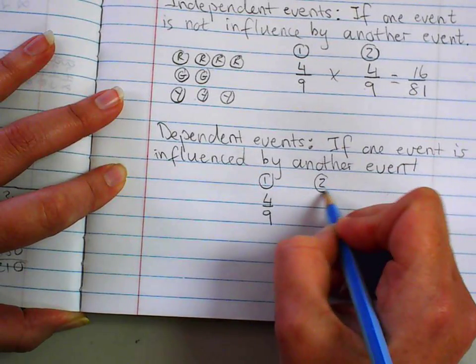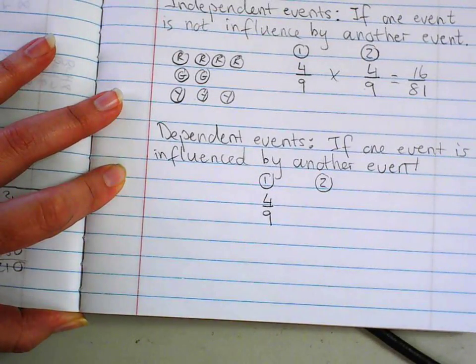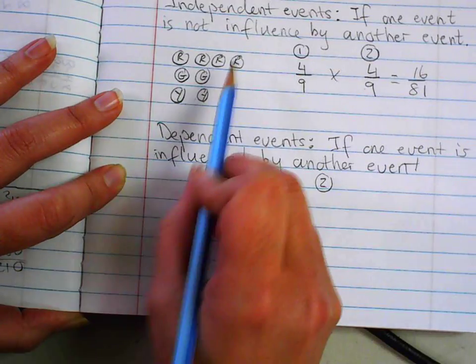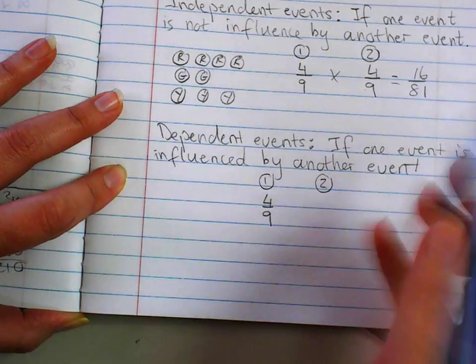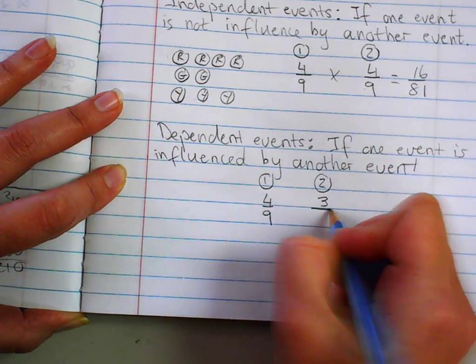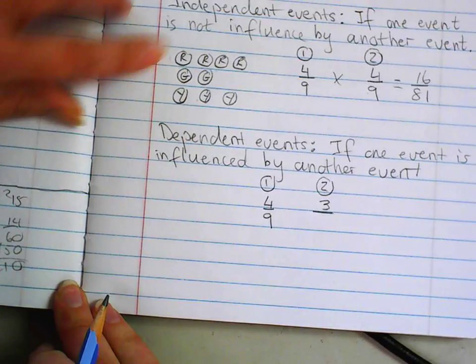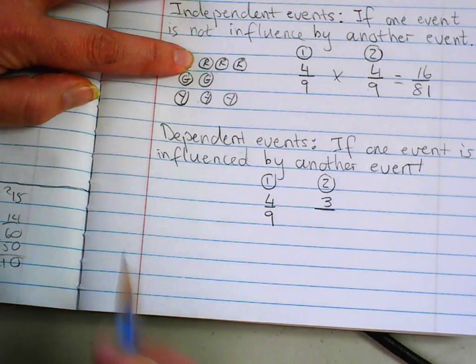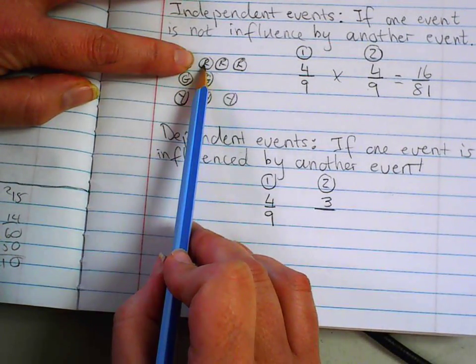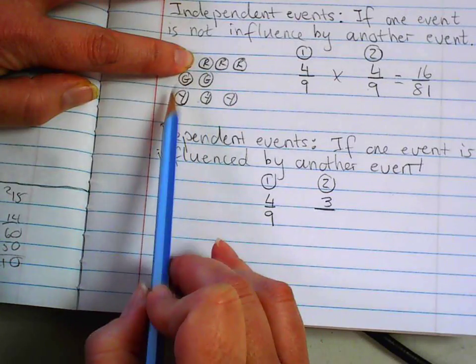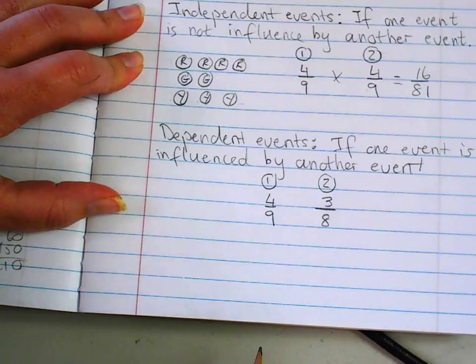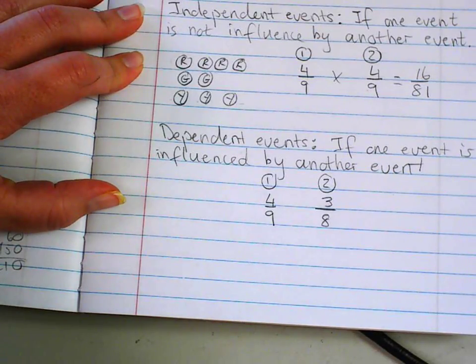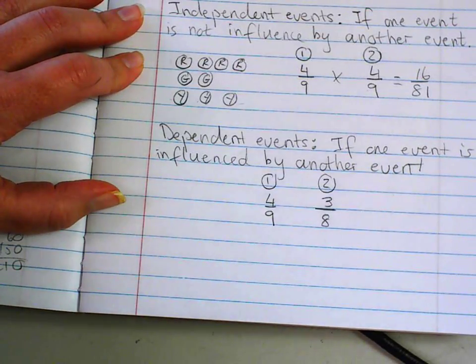So, for the second time around, what are my chances to pull a red? Now remember, one red is gone. So now I only have 3 reds. And if one red is gone, what is my total amount of marbles? 1, 2, 3, 4, 5, 6, 7, 8. 8. So what is my probability of pulling a red, keeping it, and then pulling another red?